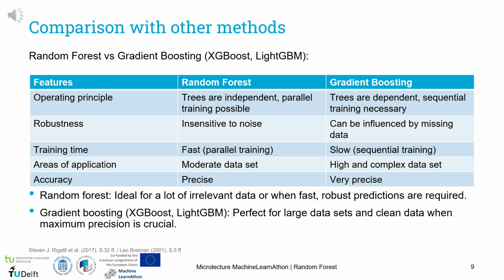And areas of application: usually all these methods are tested on certain problems and then it's seen which performs best. But you can also say that the random forest usually works better on a moderate data set, and that XGBoost and LightGBM are used on high and complex data sets. As I said, the random forest already is usually quite precise, whereas XGBoost and LightGBM tend to be more precise, but that always depends on the data and the problem. So I'd usually advise to test all 3 algorithms and then see which performs better on a specific problem.